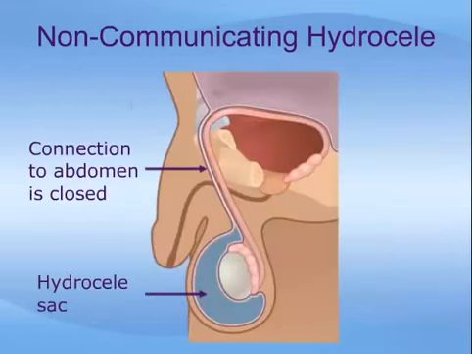Most hydroceles that persist longer than 12 to 18 months are communicating. In these cases, there is a persistent opening, the processus vaginalis. Sometimes it has never closed.